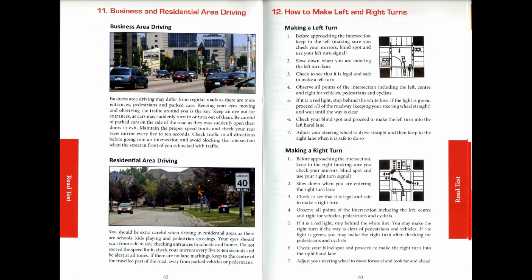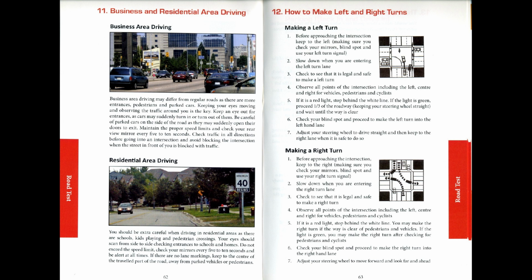If it is a red light, stop behind a white line. If the light is green, proceed 1/3 of the roadway, while keeping the steering wheel straight, and wait until the way is clear. Check your blind spot and proceed to make the left turn into the left-hand lane. Adjust your steering wheel to drive straight and then keep to the right lane when it is safe to do so.